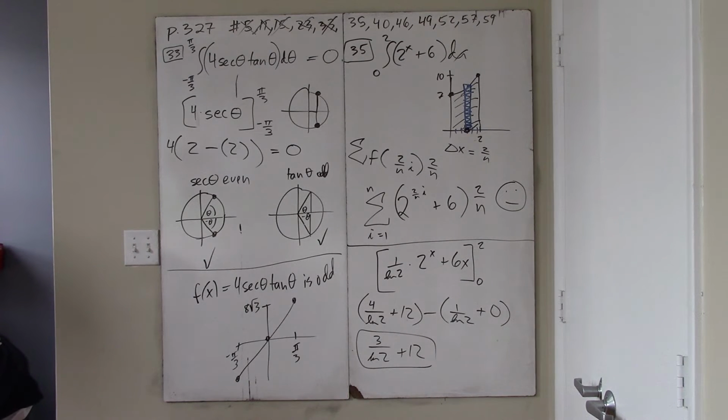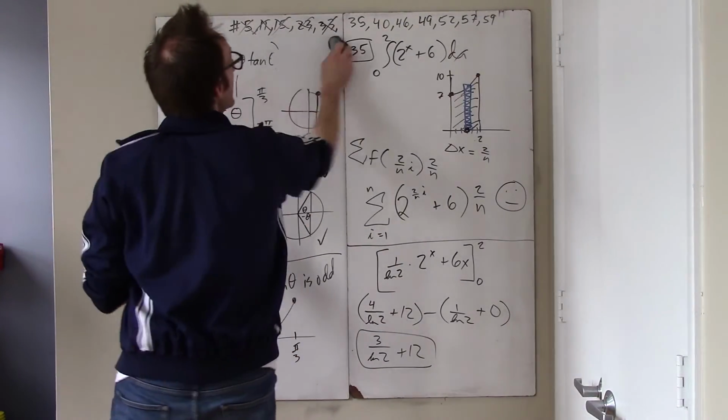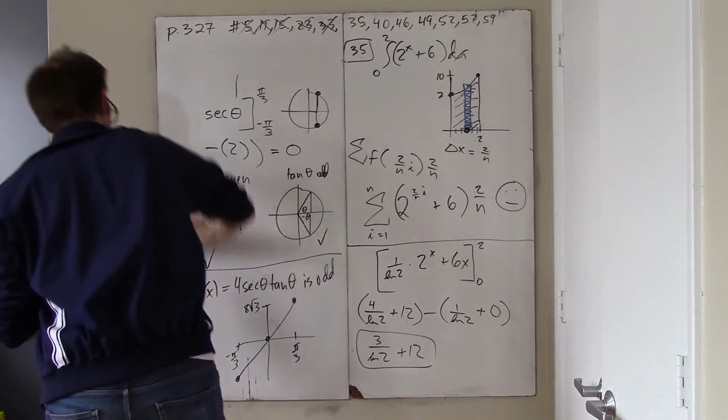Yeah, there's a baby crying. 5, 4, 30, 5, 50, 5, 3 over... oh man, no, 35. 3 over ln2 plus 12, yeah. And the previous one was 2. Okay, good. Good.